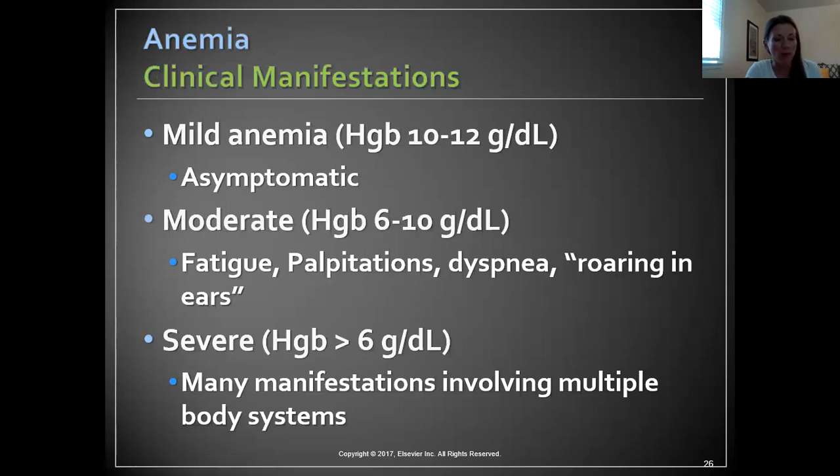Mild anemia, or hemoglobin between 10 and 12, is typically asymptomatic. If symptoms do develop, it's usually because the patient has an underlying condition or because of a compensatory response to exercise. Symptoms can include palpitations, dyspnea, and mild fatigue. Moderate anemia, or hemoglobin of 6 to 10, causes more cardiopulmonary symptoms such as palpitations, dyspnea, a roaring in the ears, and fatigue.